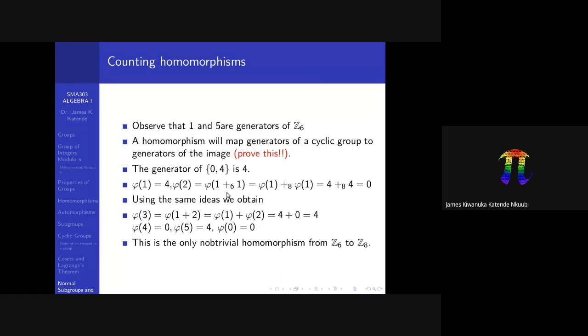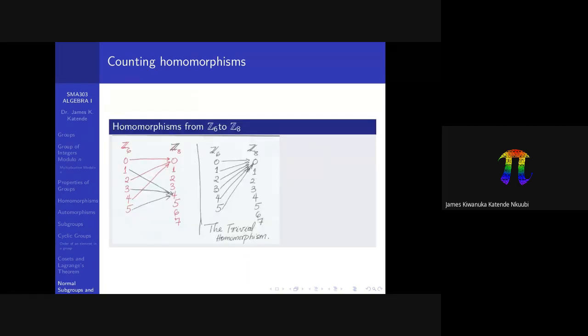So here, just to be clear, this subscript 6 means addition modulo 6. This subscript 8 here means addition modulo 8. You need to keep track of that. So you can see the construction here, where the kernel is 0, 2, and 4. That subgroup, if it's in the kernel, means all its elements will be sent to the identity in Z8, and we have seen how we obtained that. We started from 1 and were able to obtain all the images of the other elements.